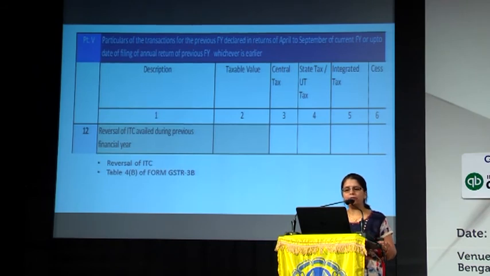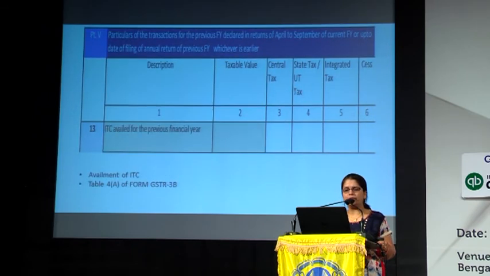They are asking for the information on reversal of ITC availed during the previous financial year. If you have availed it, then only you disclose it. If you have not availed it in your previous financial year, don't disclose it in this amendment table. That is what you have to remember. This reversal should be disclosed in your April to September return, then only it will be disclosed here. It will be picked up from 4B of your form GSTR 3B, ITC availed for the previous financial year.